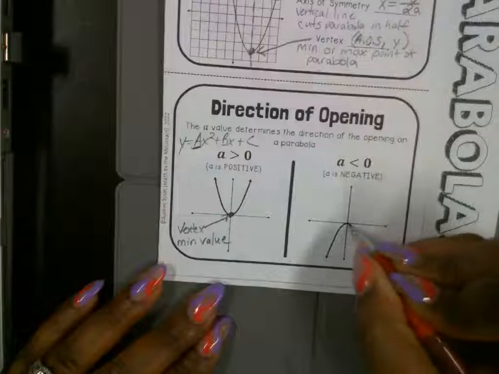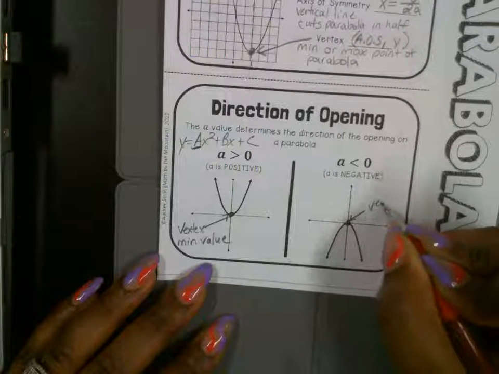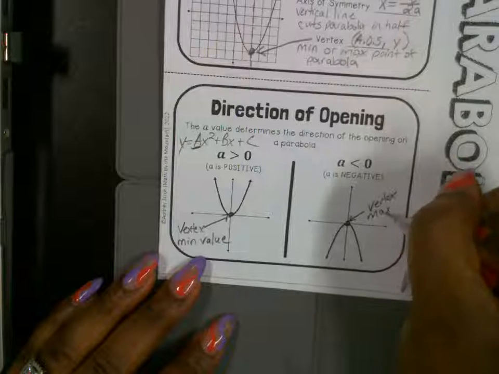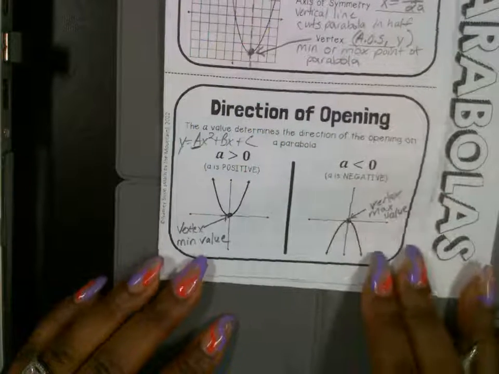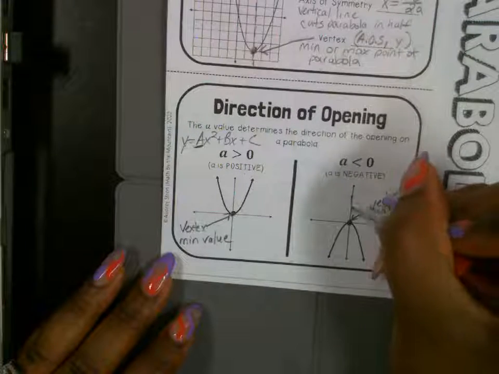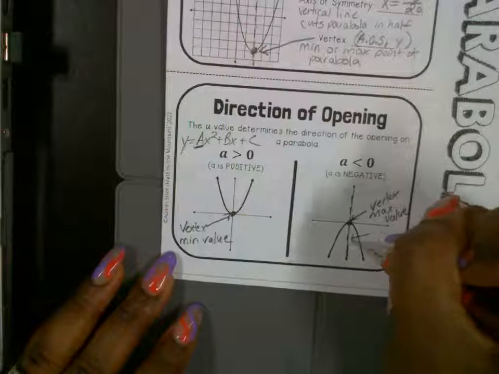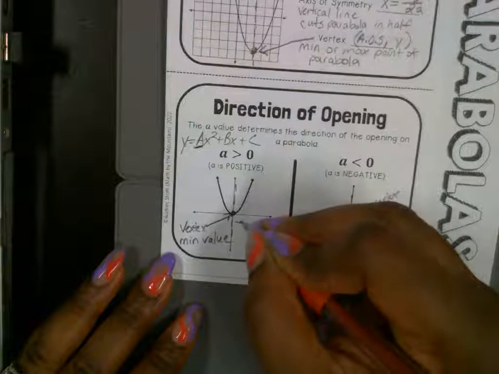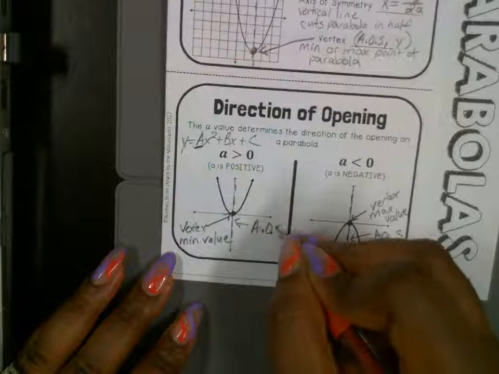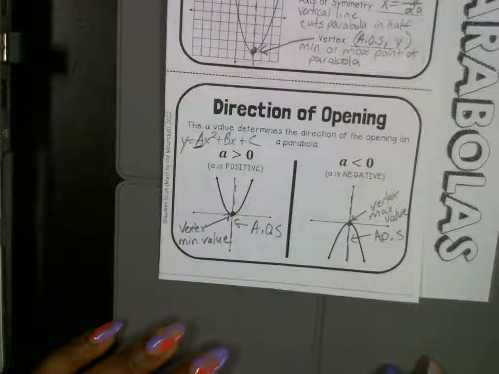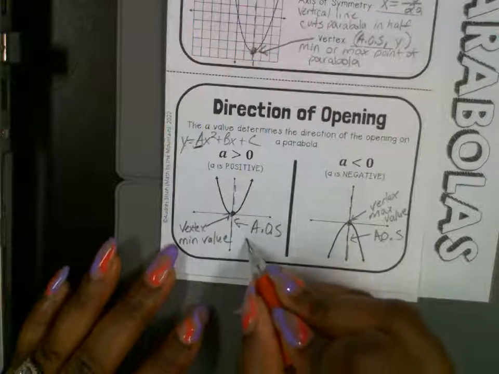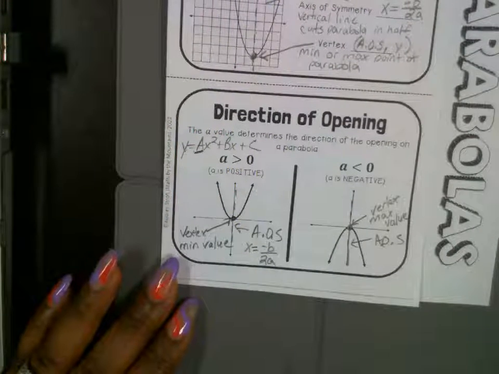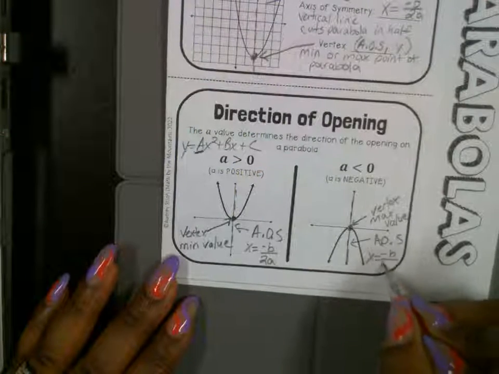This is a downward parabola. This is my vertex. Since it's the highest point of the parabola, it is also called my maximum value. Very good, babe. The line that cuts the parabola in half is called my axis of symmetry, AOS. The line that cuts the parabola in half is called my what? AOS. Remember, that equation is always going to be x is equal to. The formula is negative b divided by 2a.